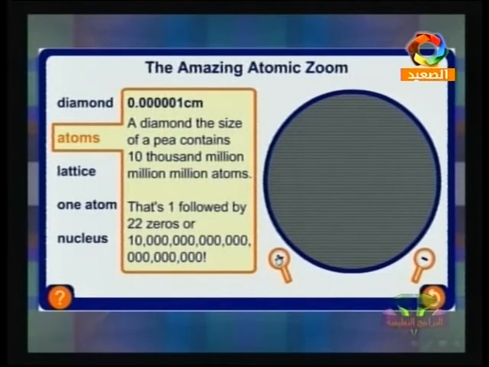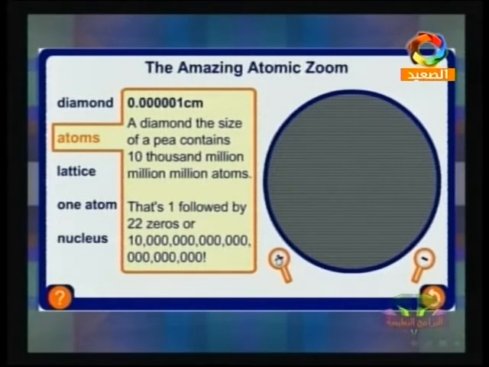Because the atom is very, very, very small. So here we have the diamond size, like a pea. A pea-sized diamond contains 10,000 million million million atoms. That's one followed by 22 zeros. Wow, that's very large. Why? Because the atom is a very, very small particle, and it is found in all the materials we have.